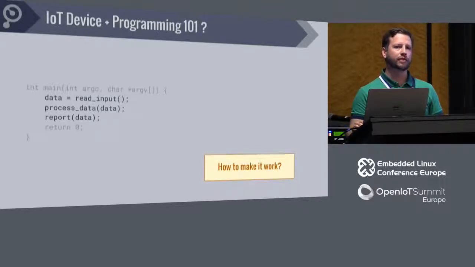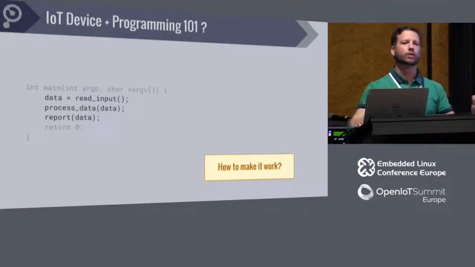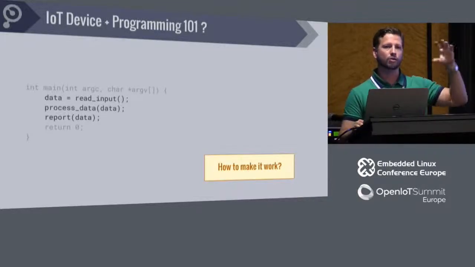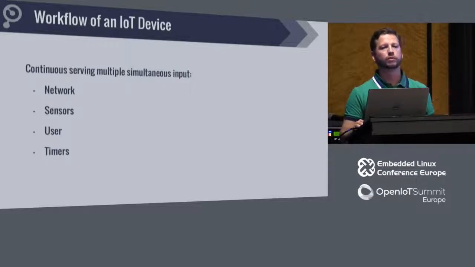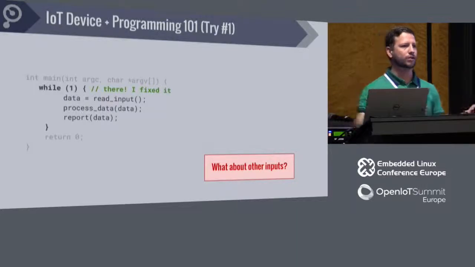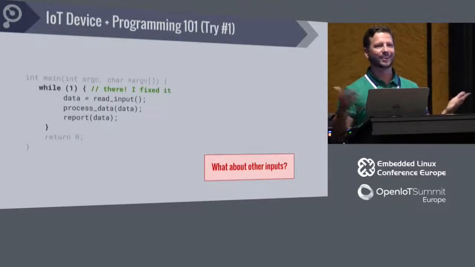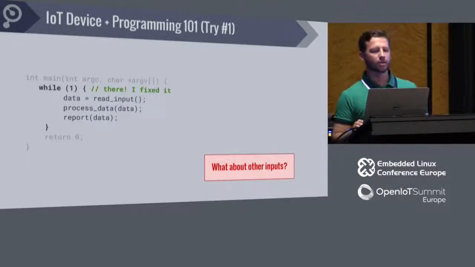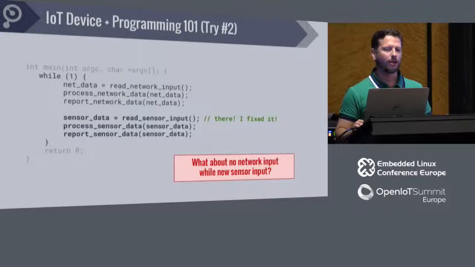When you go to novice developers, like freshmen that came out of school and want to work with you, you say, hey man, how do we adapt this to continuously serve multiple requests? It's easy. I do a while one, I'm continuously running, not finishing, it's there, right? I fixed it. Okay, but how about multiple inputs? You're just reading from one input. Easy, sir. We add lots of functions, one at the bottom of the other. So we read from the network, then we read from sensors.